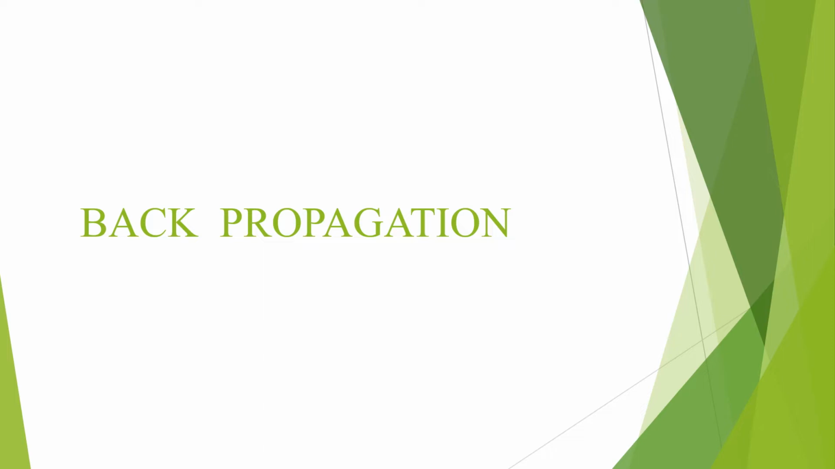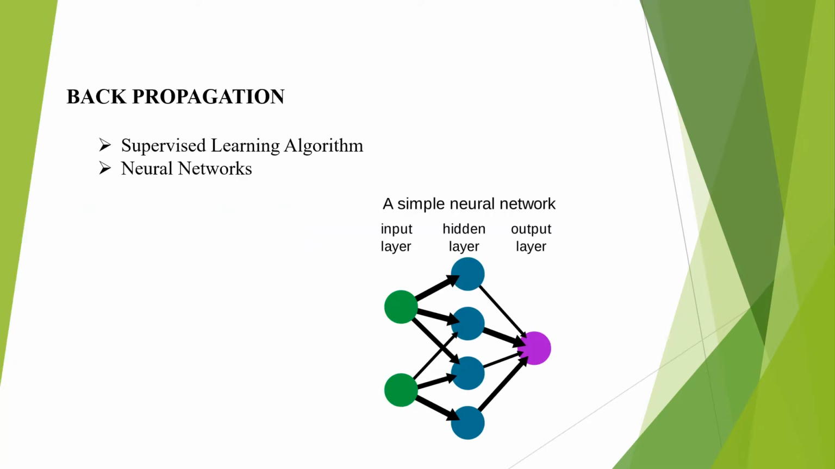So the topic I'm going to explain is backpropagation. Backpropagation is a supervised learning algorithm which is basically used for training neural networks. Here you can see a simple structure of the neural network where it has the input layer, hidden layer and output layer, and each layer consists of neurons. So in simple words, we can say that a neural network is a circuit of neurons.